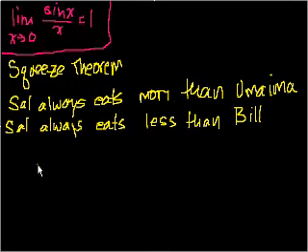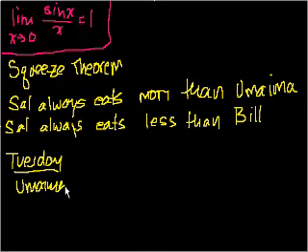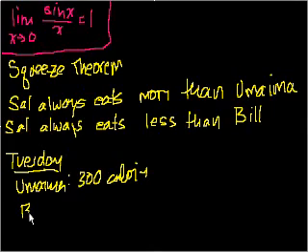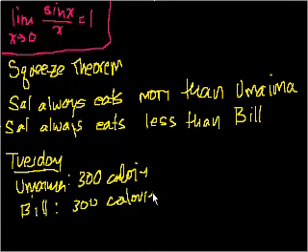Now, if on Tuesday, Umama ate 300 calories, and on Tuesday, Bill ate 300 calories, my question to you is, how many calories did Sal eat, or did I eat on Tuesday? Well, I always eat more than or equal to Umama, and I always eat less than or equal to Bill. So then on Tuesday, I must have eaten 300 calories.